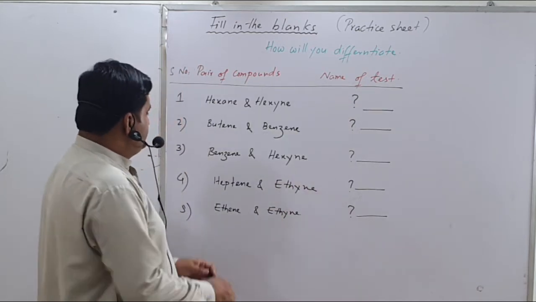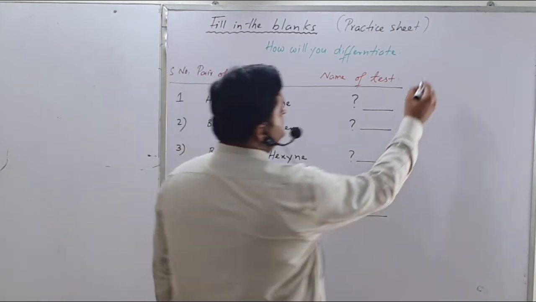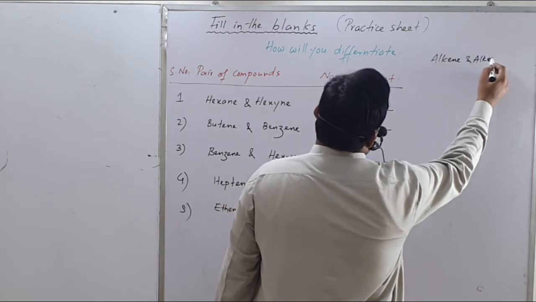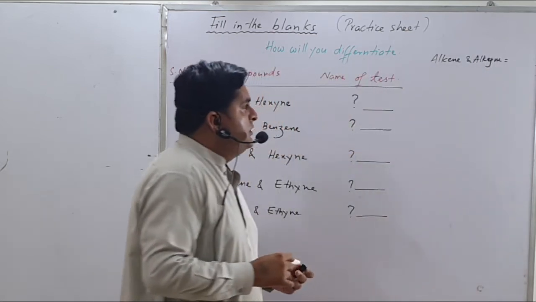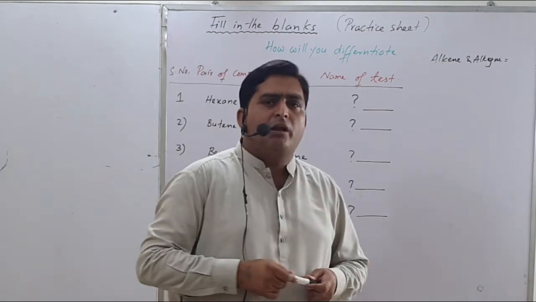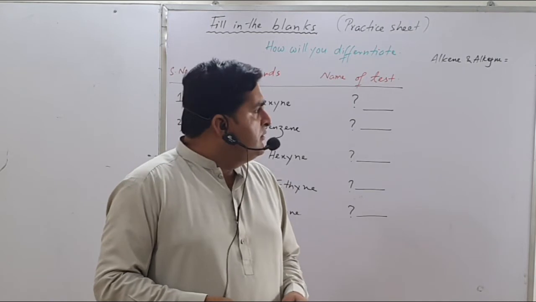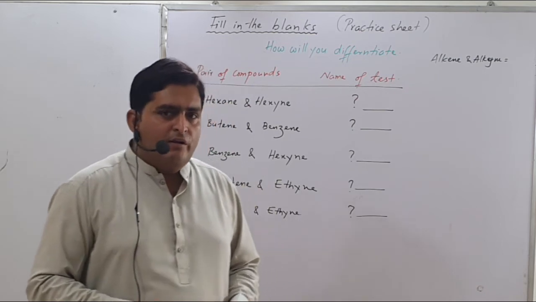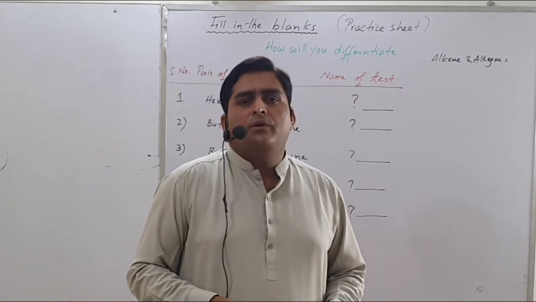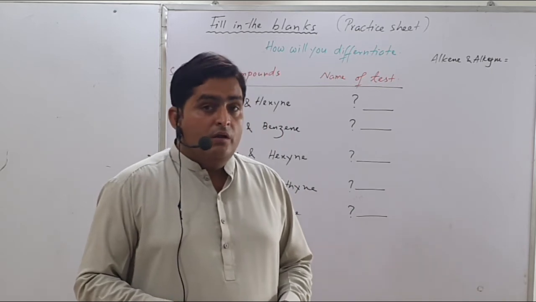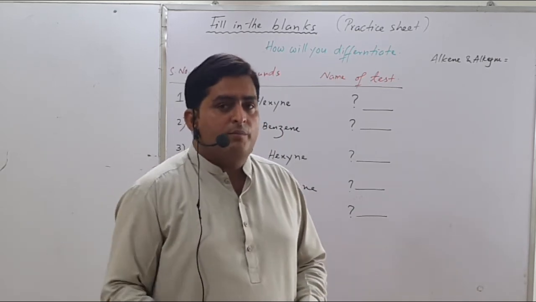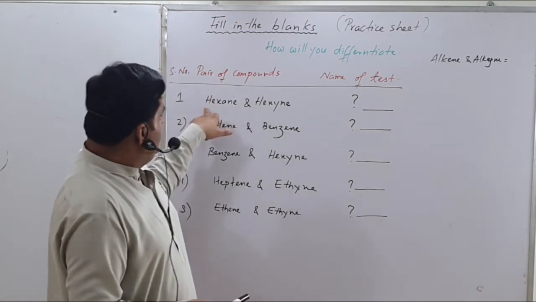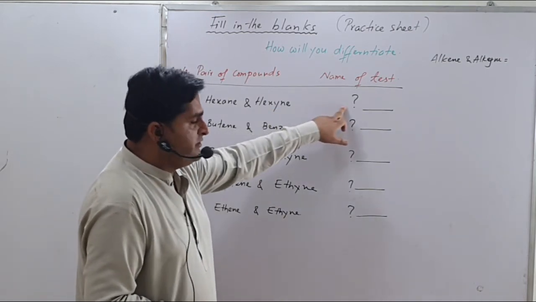For example, if we have an alkene and alkyne, say heptene and heptyne, how will we differentiate? We did this in the last session. We'll go for the ammoniacal silver nitrate test, or ammoniacal cuprous chloride test. And what would be the result? Watch my previous video. So how will you differentiate hexane and hexyne? You have to suggest a name here.